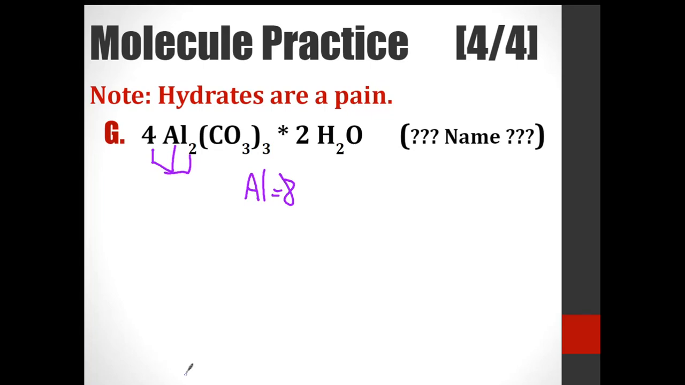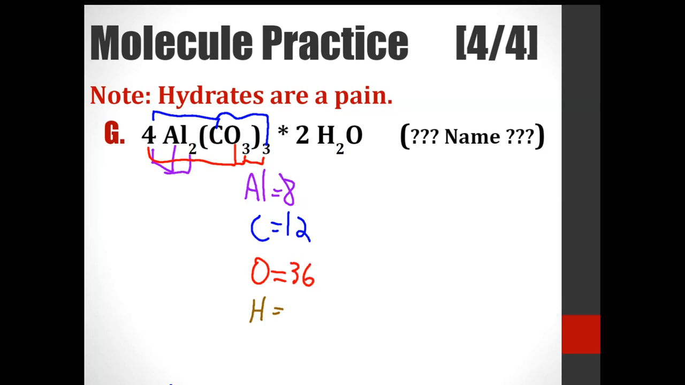For carbons, you've got the 4 and the 3. And that gives us 12. But it gets really weird when we get to the O's and the H's. O and H. So let's tackle the O's real quick. For the O's, we first got the O's over here. So we've got 3 times 3 times 4. 3 times 3 is 9, times 4 is 36.